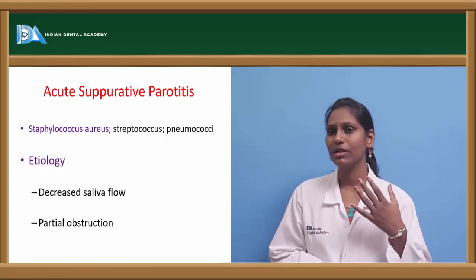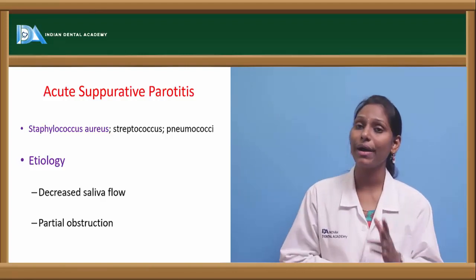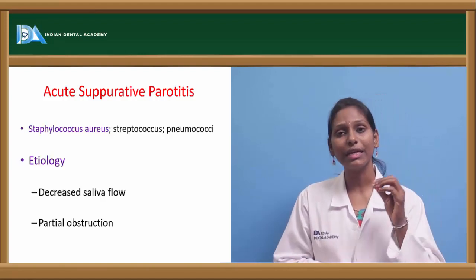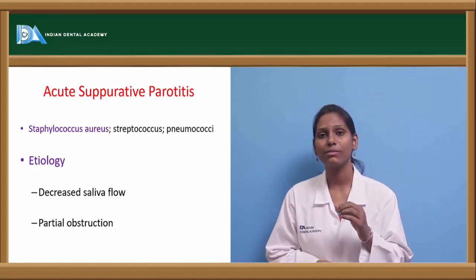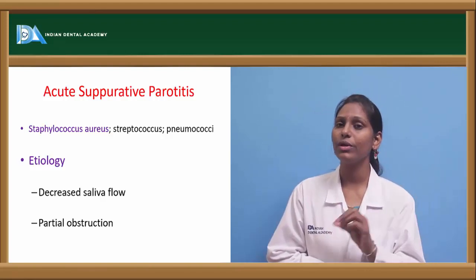So, what are the etiological factors? First is decreased salivary flow, and second is partial obstruction. Because of any calculi or sialolith that is present, the saliva production is normal but the flow is not proper.